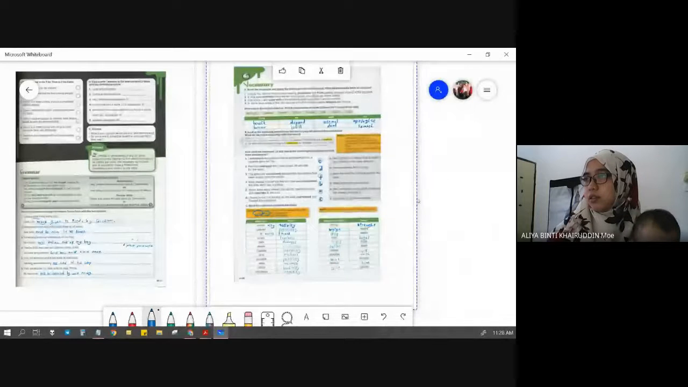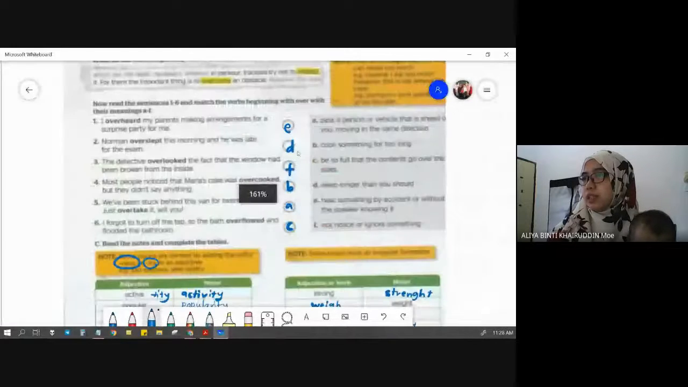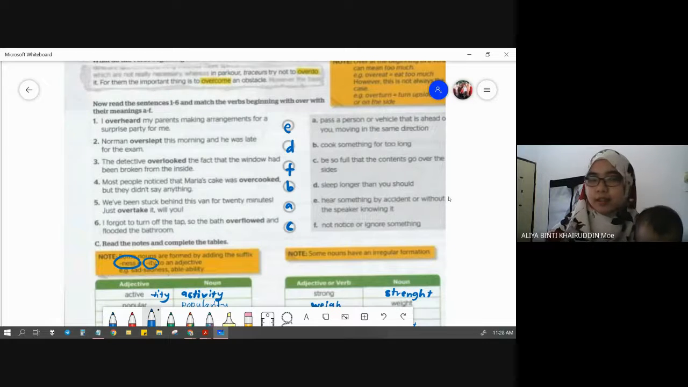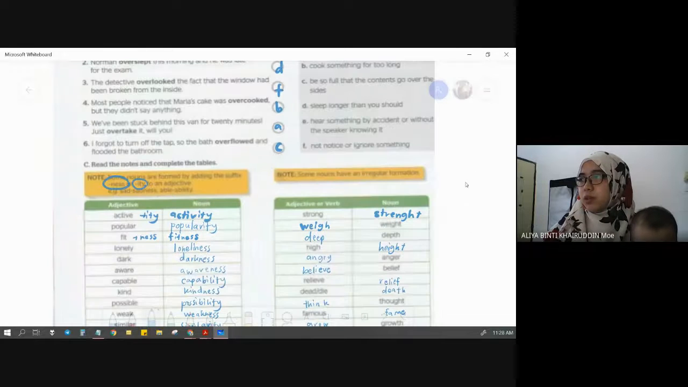Okay, so number 1 is E, overheard is hear something. Number 2, D, overslept is sleep longer than you should. Number 3, overlooked, F, not notice or ignore something. Number 4, B, overcooked, cook something for too long. Number 5, overtake is A, pass a person or vehicle that is ahead of you. Number 6, C, overflowed is be so full that the contents go over the side. Right? So that's overflow. Okay, now let's move to the next one.